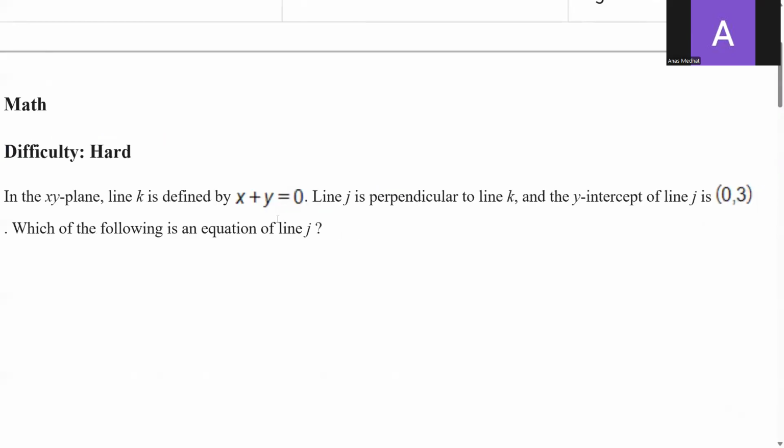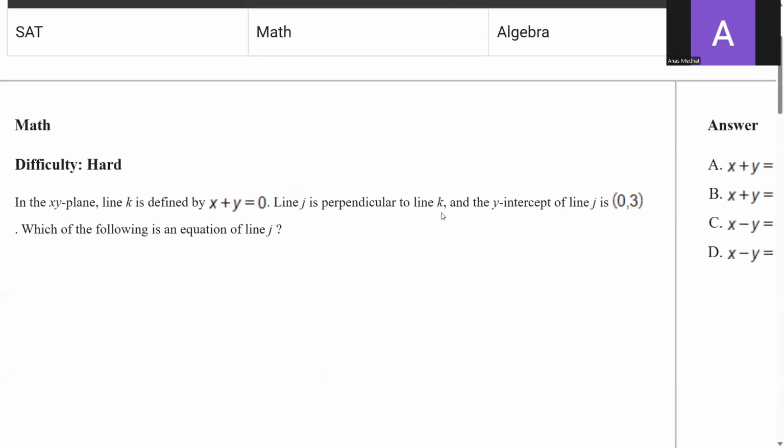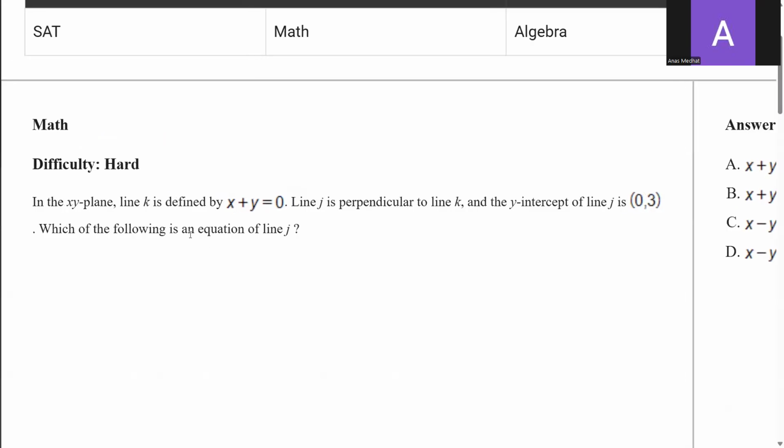In the xy plane, line k is defined by this. Line j is perpendicular to line k, and the y-intercept of line j is 0, 3. Which of the following is the equation of line j? So this is line k. Line j is perpendicular to line k. And if line j is perpendicular to line k, it should have the negative reciprocal slope.